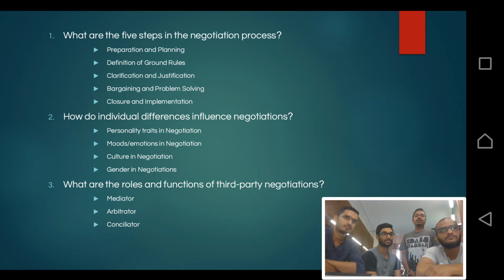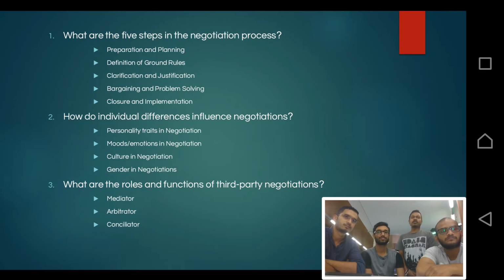Here's the fifth one. How do individual differences influence negotiations? It seems like a tough one. I'll give the answer straight away. Personality traits in negotiation, moods or emotions in negotiation, culture in negotiation, and gender in negotiations.